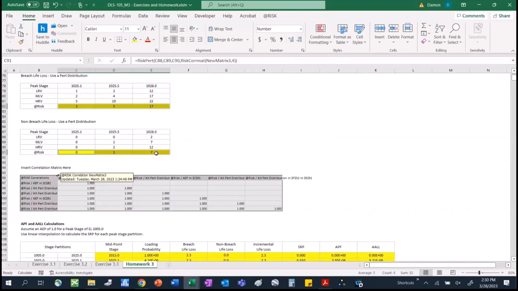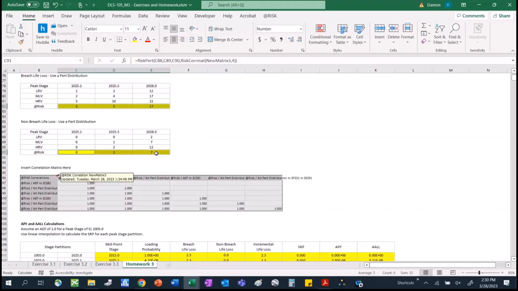So if you've got something like mobilization and how people respond to a warning, if that's driving things, then it's reasonable to assume that if somebody is going to respond to a breach warning, they're also going to respond to a non-breach warning and vice versa. So if it's going to be high for one, it's going to be high for the other. There should be some correlation between breach and non-breach.